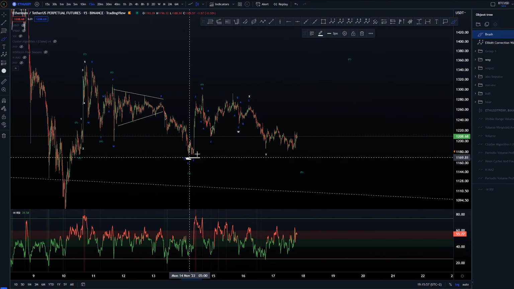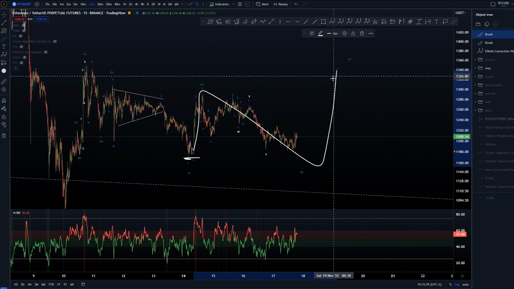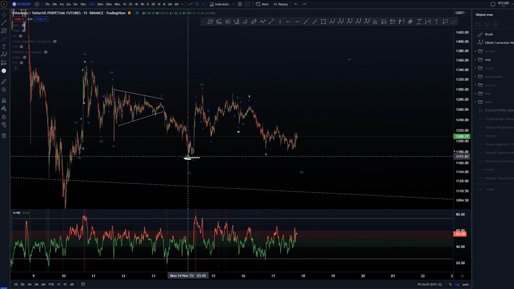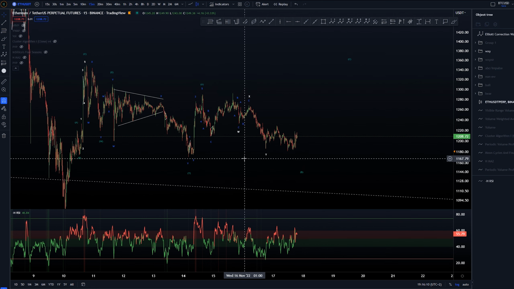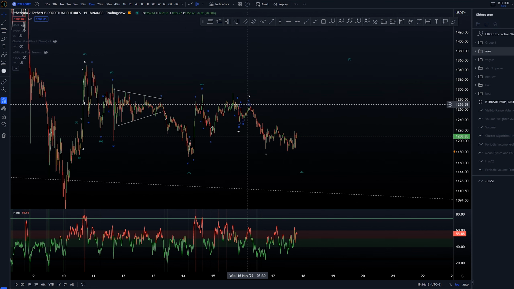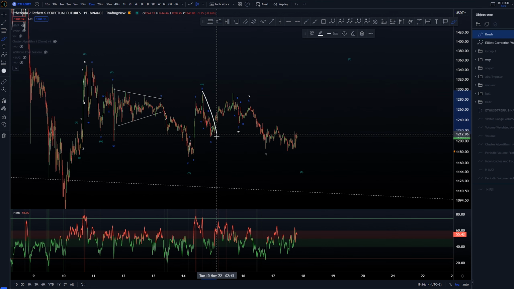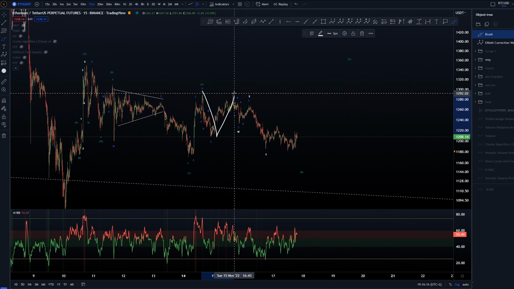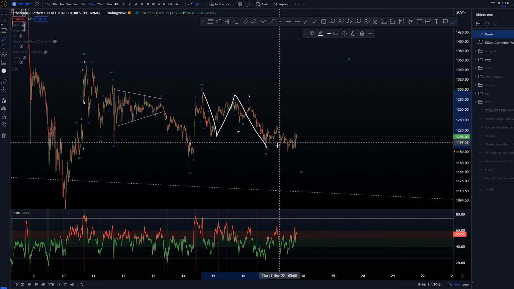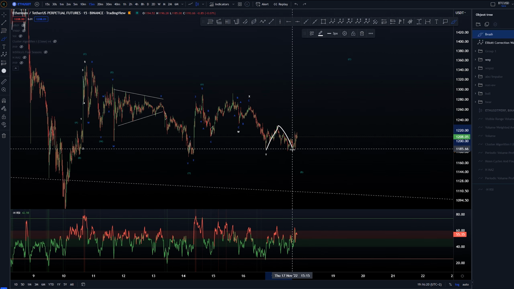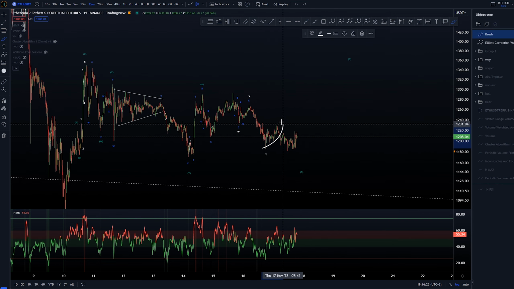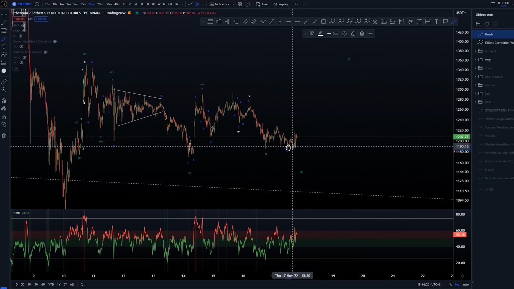Again, the invalidation for this whole idea of this being an ABC would be taking out these lows here that we had on the 14th of November. So that would be around $1,170 area. But in my opinion, again, what we would have here is a 3-way structure like so, 3 ways like so, and a possible 3 ways like so.